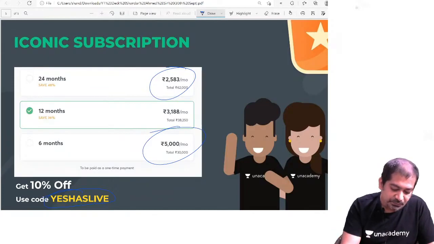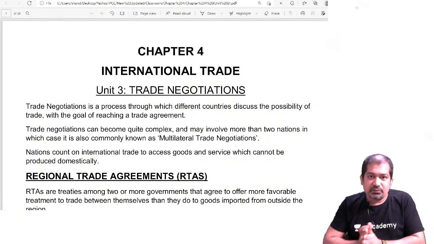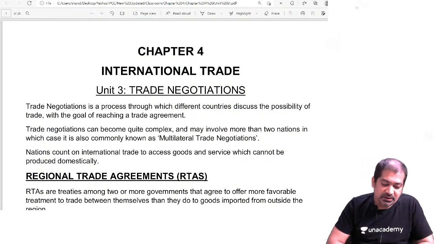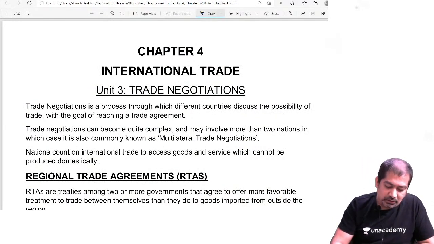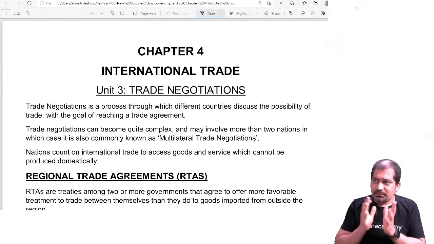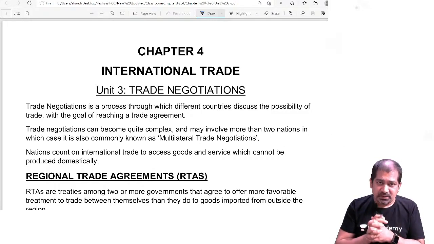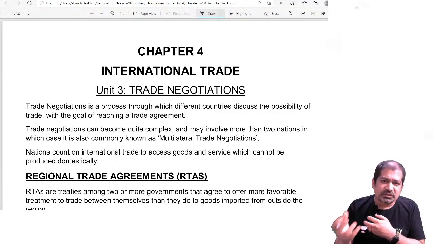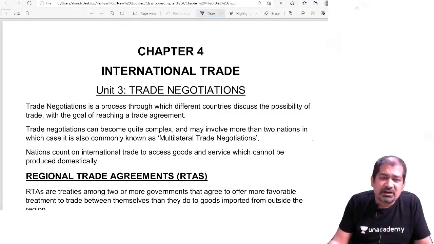Now let's continue with trade negotiations. The name of this unit is trade negotiation. You see, we are living in a highly integrated globalized world, wherein one country cannot remain in isolation, cannot produce everything that the people in the country want. Some goods have to be imported, some have to be exported. There is a comparative advantage and disadvantage that will lead to the flow of goods and services.